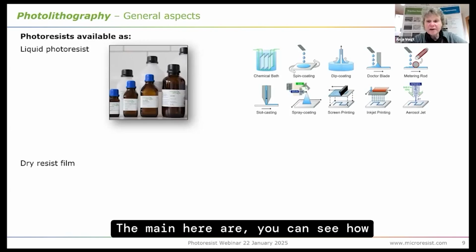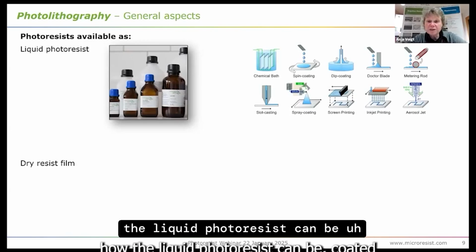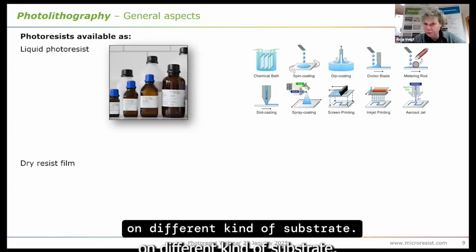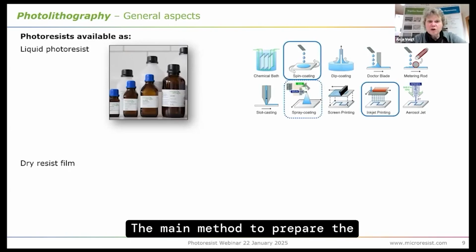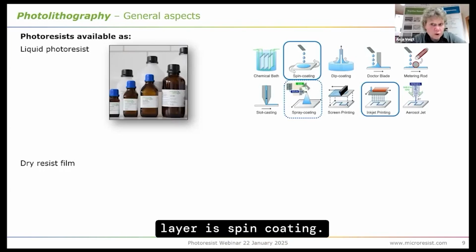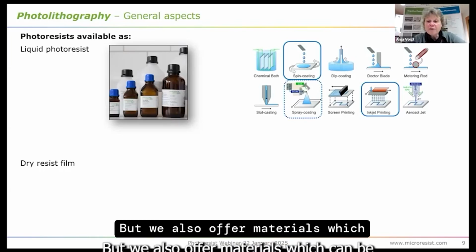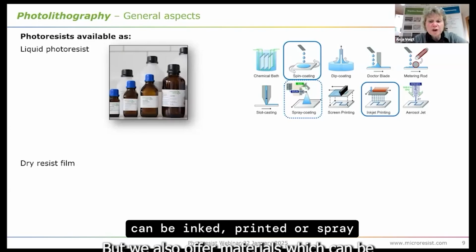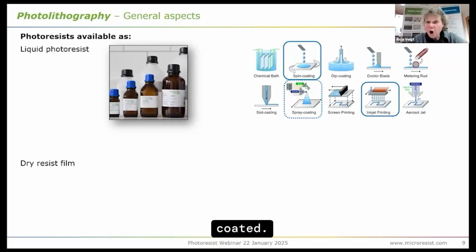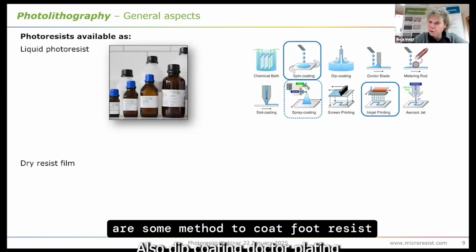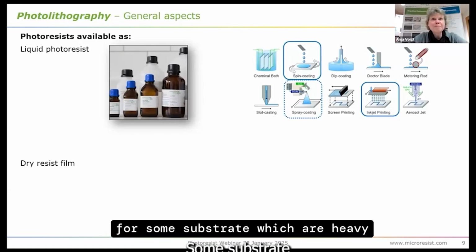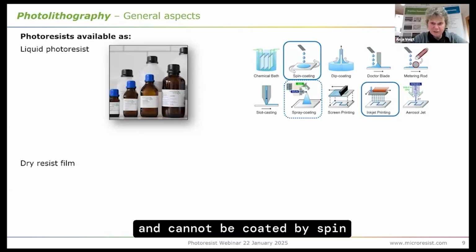The main thing here is, you can see how the liquid photoresist can be coated, or the layer can be prepared on different kinds of substrate. The main method to prepare the layer is spin coating, but we also offer materials which can be inkjet printed or spray coated. Also, dip coating and doctor blading are some methods to coat photoresist for substrates which are heavy and cannot be coated by spin coating.